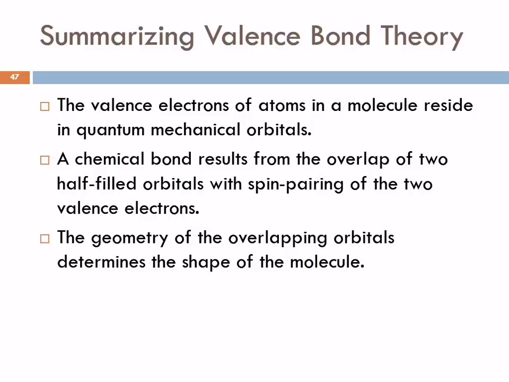So this is just a summary of what we've been talking about. Valence electrons in an atom reside in quantum mechanical orbitals. The chemical bond happens when we have overlap of two half-filled orbitals with spin pairing of those two electrons. And the geometry of the overlapping orbitals determines the shape of the molecule.